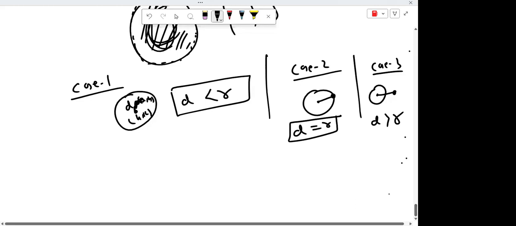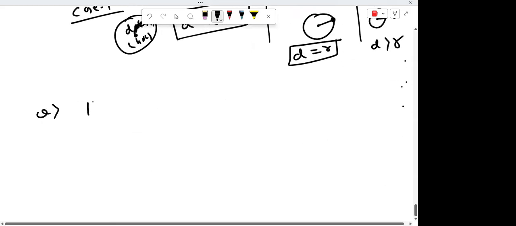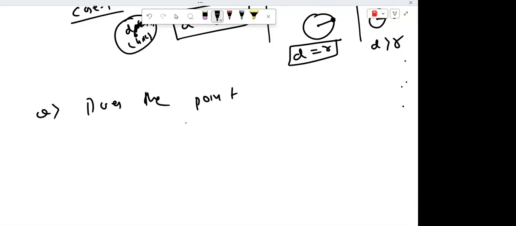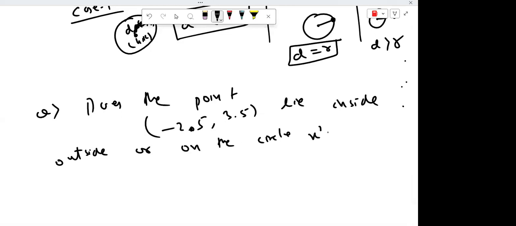One question on this. Does the point minus 2.5 comma 3.5 lie inside, outside, or on the circle x square plus y square is equal to 25?